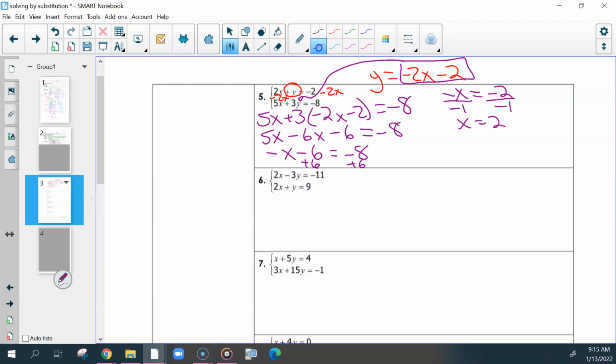Michaela, I think this is going to answer your question. Now that we have this, you now have 3 different choices that you can put it back into. Doesn't matter which one you choose. I'm going to put it back in this one because it already has y by itself, but you can put it back into any of them. Did that answer your question? So y equals -2 times 2 minus 2. That's a lot of 2's. So y equals -4 minus 2, or y equals -6.